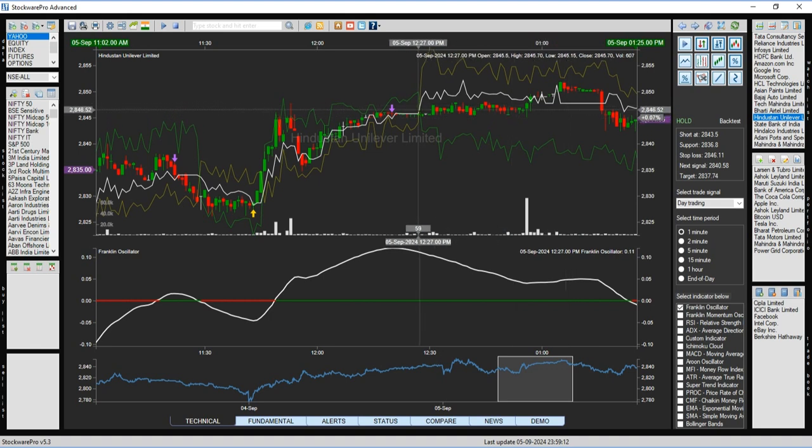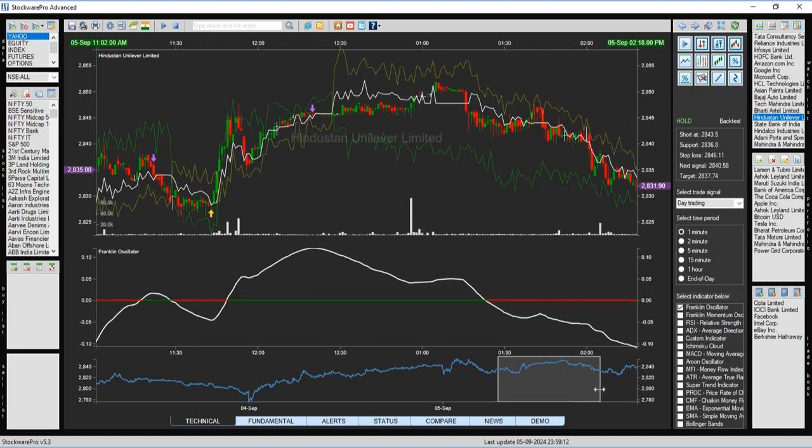So I was watching the first target level, which is this peak. I was waiting for the price to reach that level, which happened around this point. And then once that level was reached, the next target level created was around this level, this point.